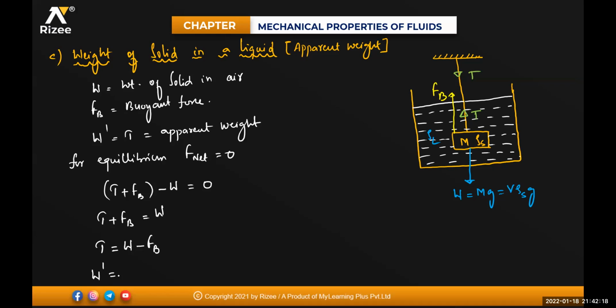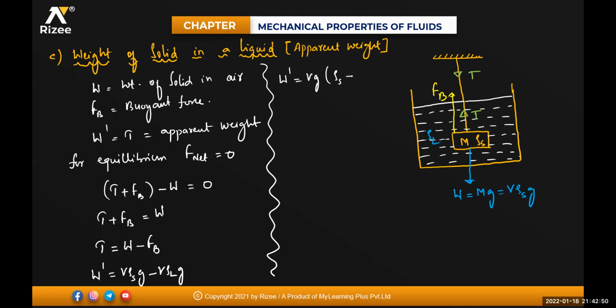So W dash will be equal to your W, which is how much, beta? We got V into density of solid into g, minus buoyant force, which is V into density of liquid into g. Got an idea? Clear, beta? So apparent weight is equal to how much can I write right now? W dash will be equal to, I'm writing here, you see, W dash is equal to V into g, I can take common, beta, isn't it? Vg is your common, into density of solid minus density of liquid. Clear, beta? Is it clear?